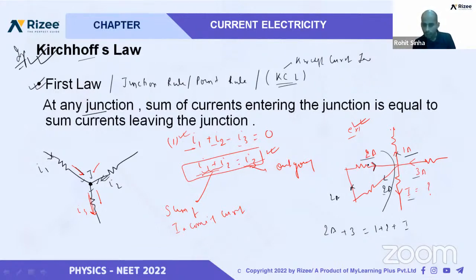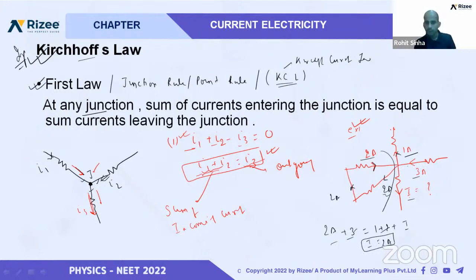I think you will get how much you are getting there. 2 ampere incoming, 3 ampere incoming. Okay, 2 and 3, and outgoing is 1 here, 2 here, and I here. That means I is equal to 2 ampere. How did you get 4 ampere?